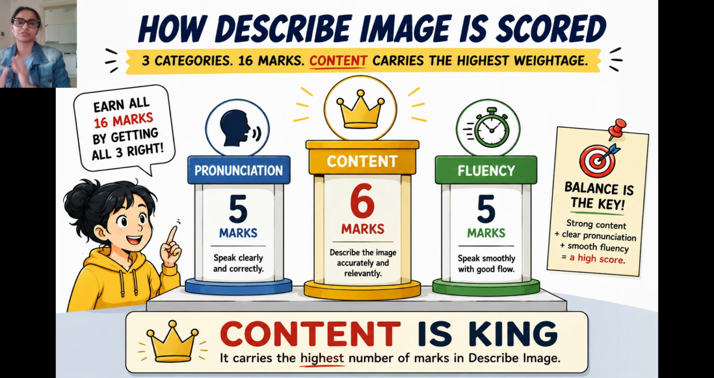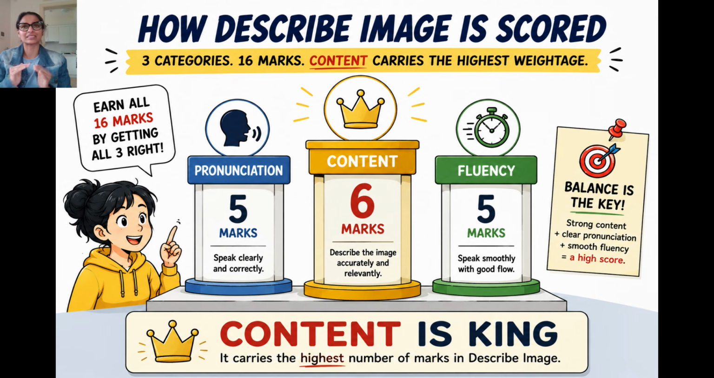How is describe image scored, right? Your aim is to get 16 marks. And how do we get it? 5 marks for pronunciation, 5 marks for fluency, and as usual, for me, you know me, nothing has changed. Content is king. 6 marks for content. So 5 plus 5 plus 6 makes 16. Content is the winner here. It gets 6 points out of the 16.